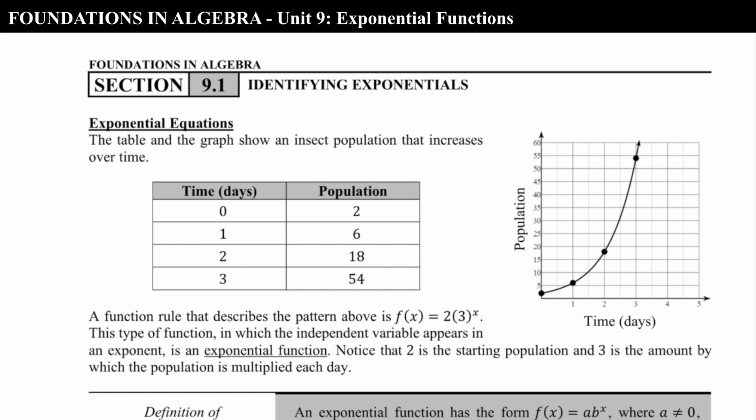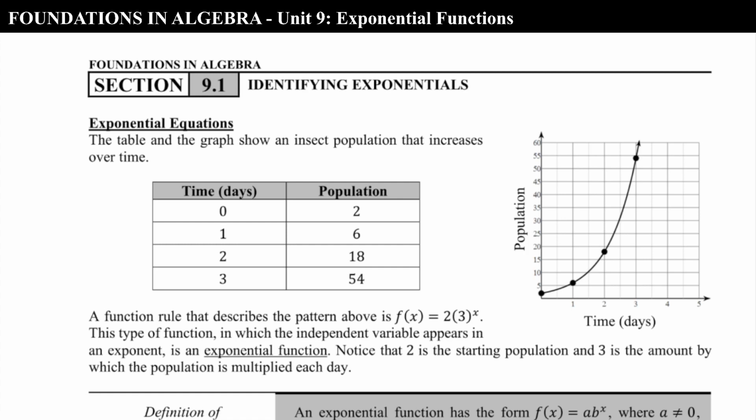We can create a function that describes this data, first of all, by creating the graph that you see here. And you can see that the data is growing rapidly, especially as we get to days 2 and 3. And the number is growing faster and faster with each day. So a function rule that describes that pattern is 2 times 3 to the x power.